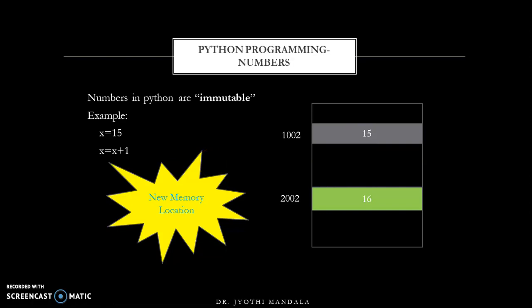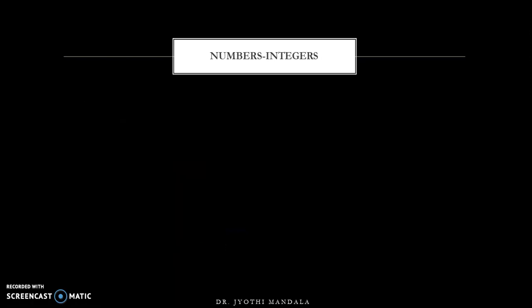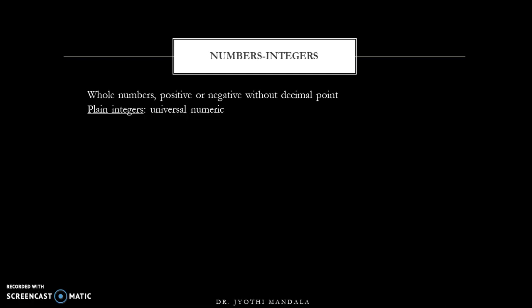The first type of number is integers. An integer is a whole number which can be positive or negative, without a decimal point. The first category is plain integer. Plain integer is the usual number. You can store a plain integer as x equal to, let us consider, 100. So you can store a positive value which is a decimal value, and you can store x equal to minus 120. A negative value can also be stored, also considered a decimal value.